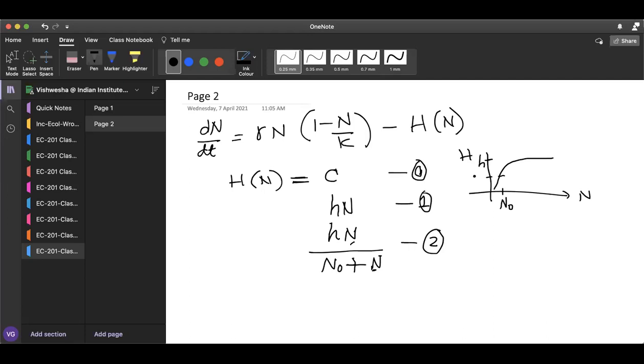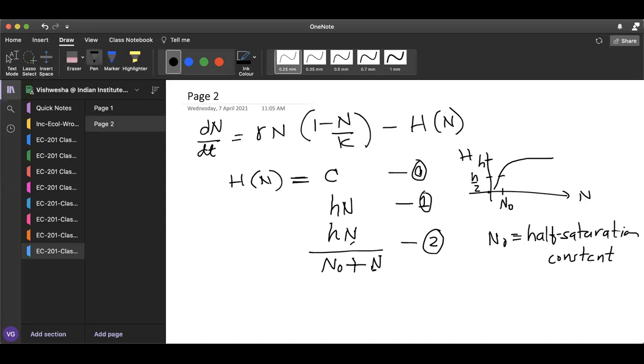Okay. So therefore, n0 is also called the half saturation constant. It's the size of population at which the harvesting rate is half maximum. Of course, there are other ways of writing this function, so we will discuss those later.